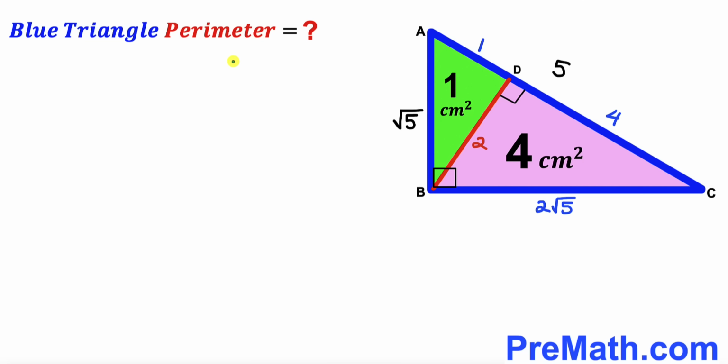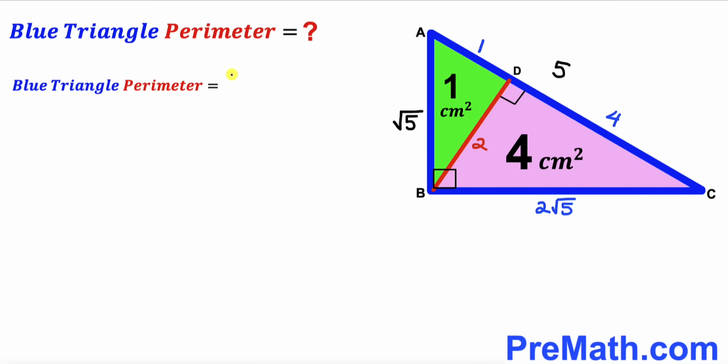And here's our final step. Now we are going to calculate the perimeter of this blue triangle. The perimeter is simply the sum of all these three side lengths: 5 plus square root of 5 plus 2 times square root of 5. So therefore this blue triangle perimeter is going to be 5 plus square root of 5 plus 2 times square root of 5, and that gives us simply 5 plus 3 times square root of 5 centimeter.